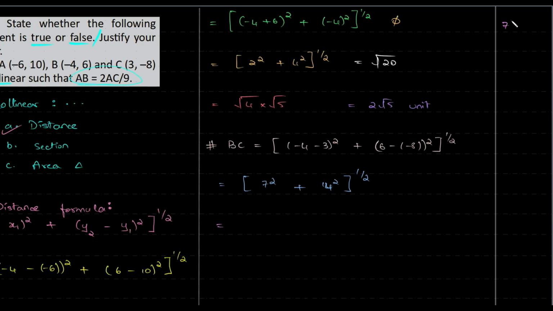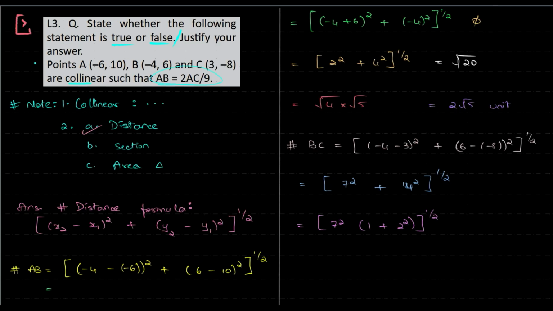I don't want to waste space over there. Plus 14 square is nothing but 7 square plus, 14 can be written as 7 into 2, is it not? The whole square. This in turn can be written as 7 square into 2 square, right? 7 square plus 7 square into 2 square, what is common? Yes, we have 7 square common. What is left out? 1 plus 2 square. Close the bracket, close the square brackets, and we have the following.